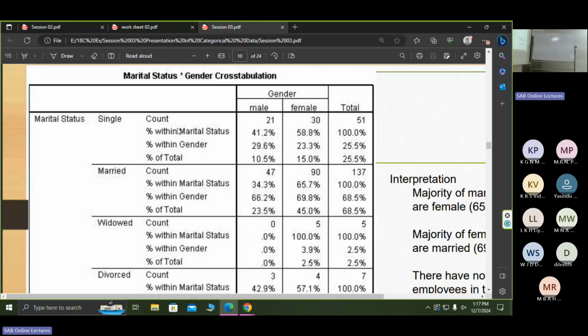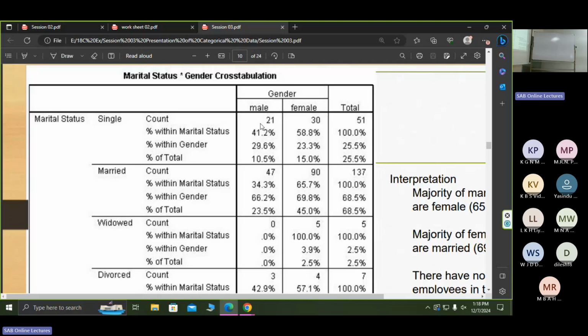The first row represents the count. It means 21. Then the single employees are there. Out of the single employees, 21 are male, 30 are female. That's the way we can interpret it. Then the total number of single employees in this company is 51. It's clear? Total number of single employees in this particular company is 51.